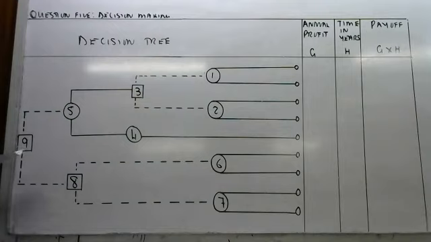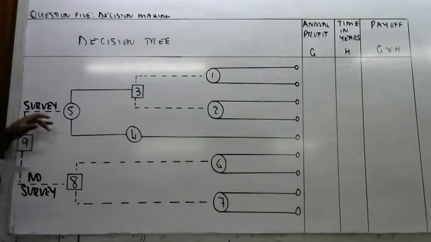So we can label this one here, where we say we do a survey. That is what the question is describing as option C. Or we do not do a survey, so no survey. In most cases where there is a survey, there will be a cost, but this question has not mentioned the cost for the survey.